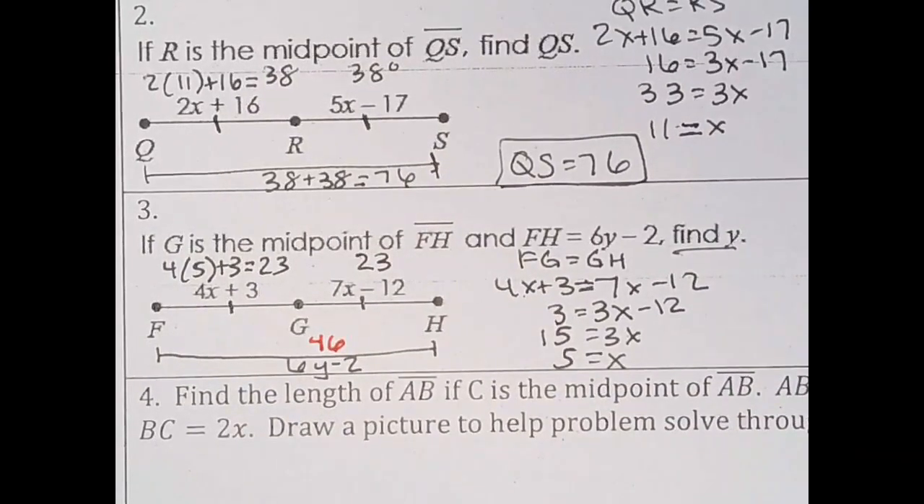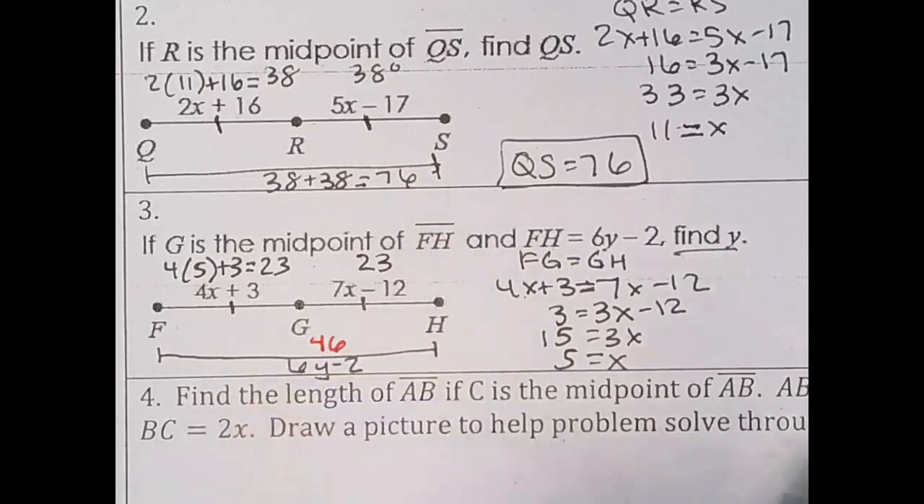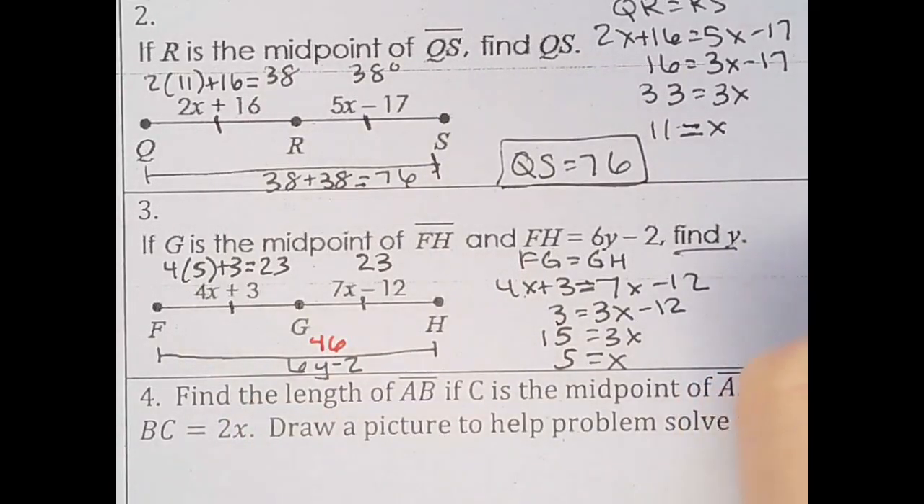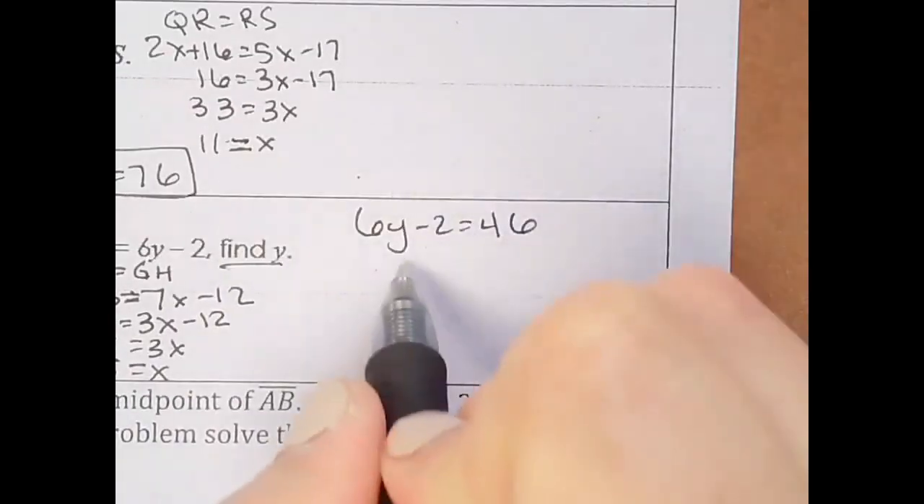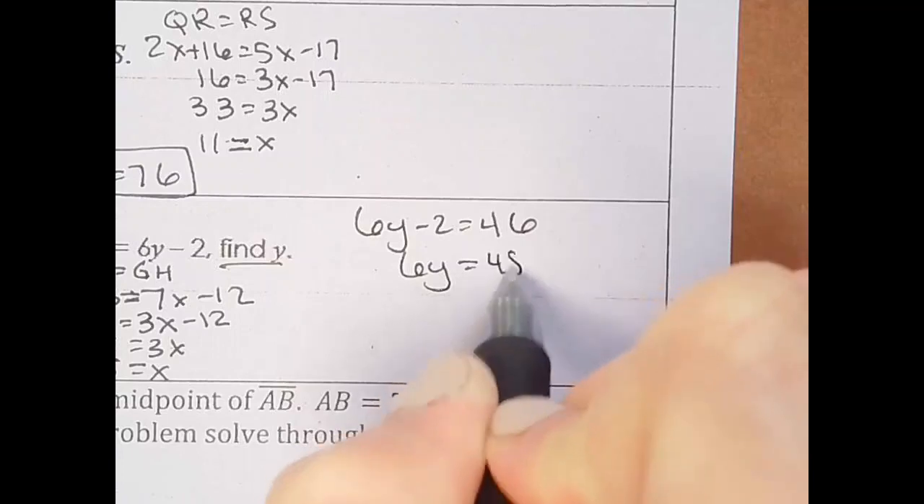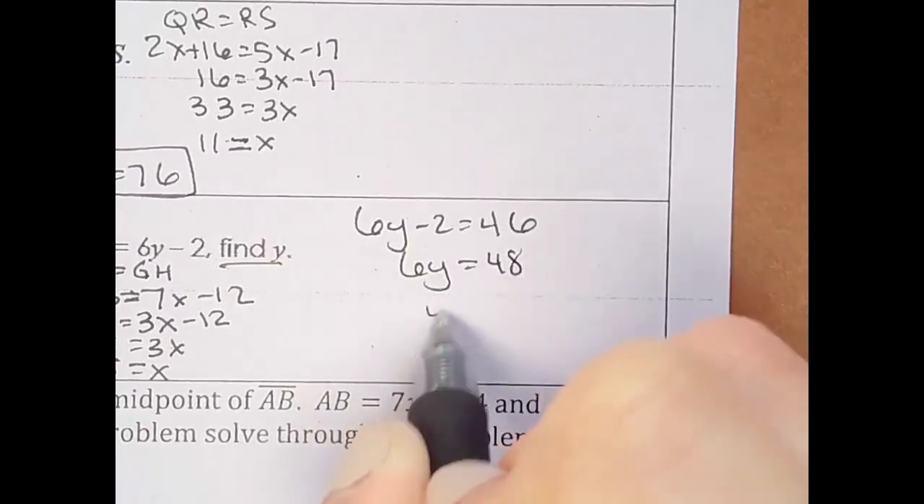Now I can set this up. I can say 6y minus 2 is 46. Add 2 to both sides, so 6y is 48. Divide by 6, so y equals 8. Final answer.